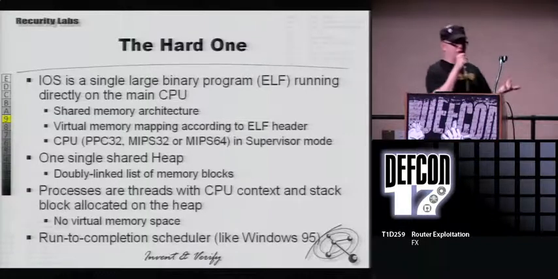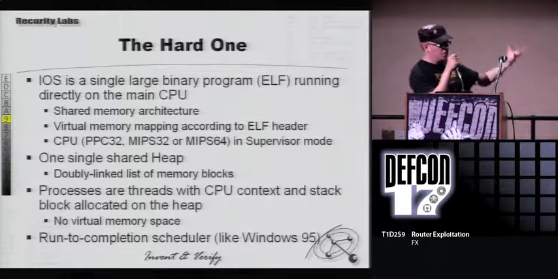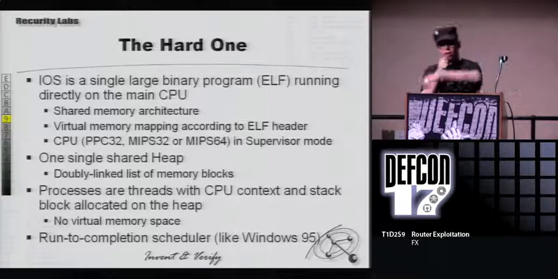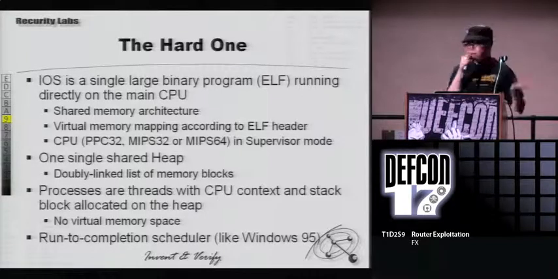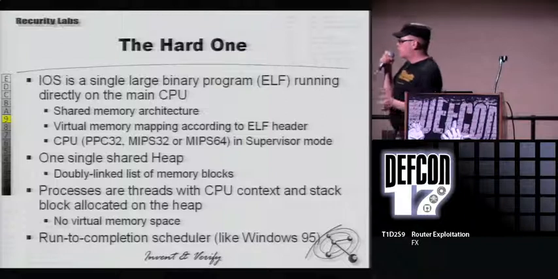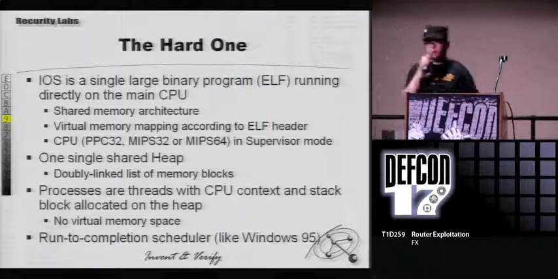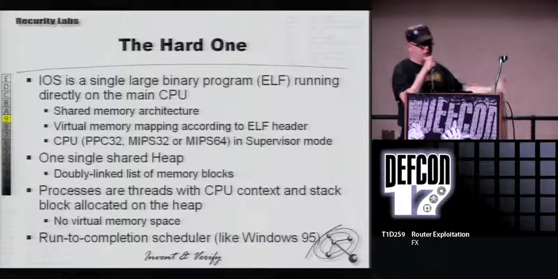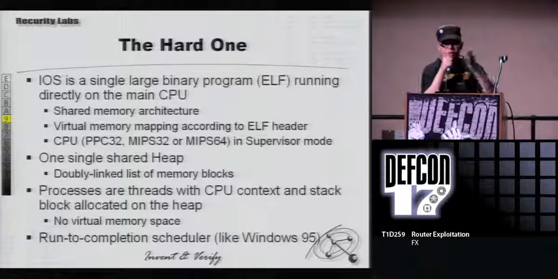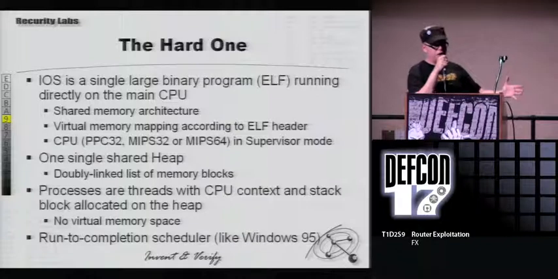Processes are threads, so they actually memorize just the CPU context of that thing and then store it off. There's very little additional information to it. Oh yeah, and we have something that is really nice. We have run-to-completion scheduling. Remember Windows 95, where you put in a CD and your PC didn't do anything for half an hour? This is how they schedule.